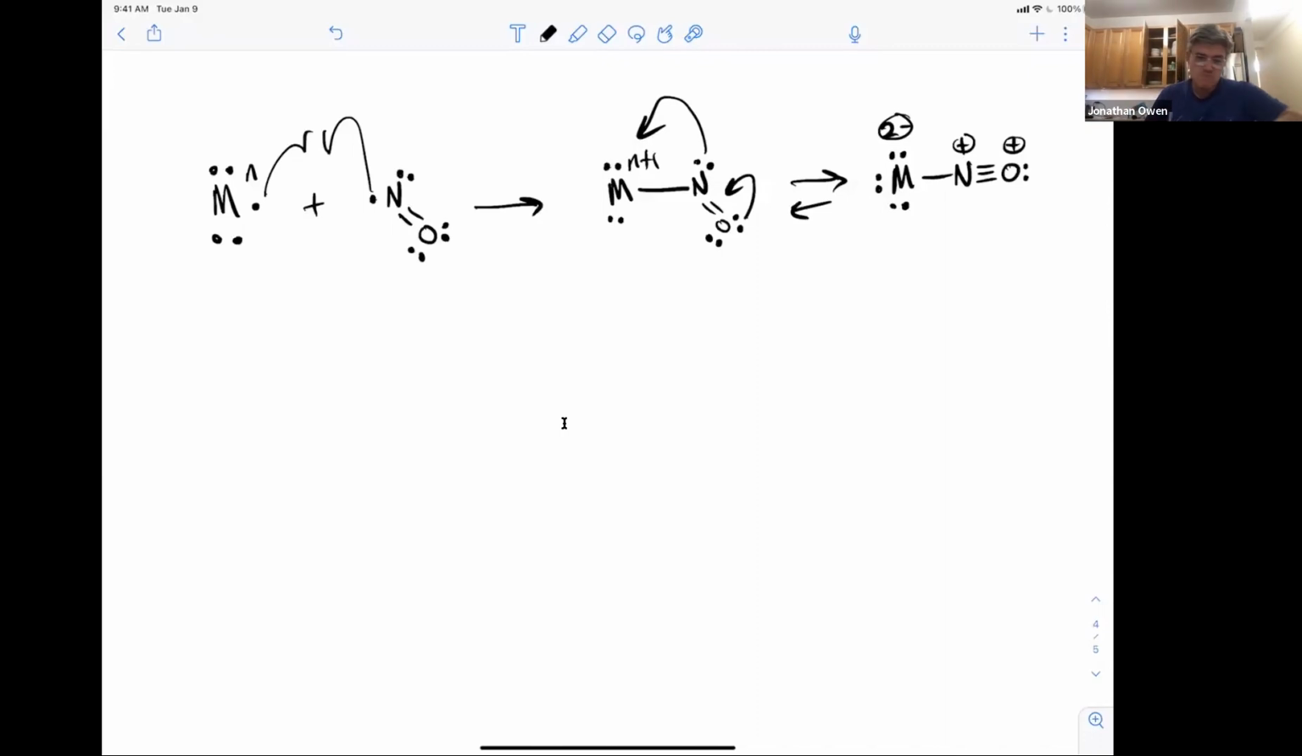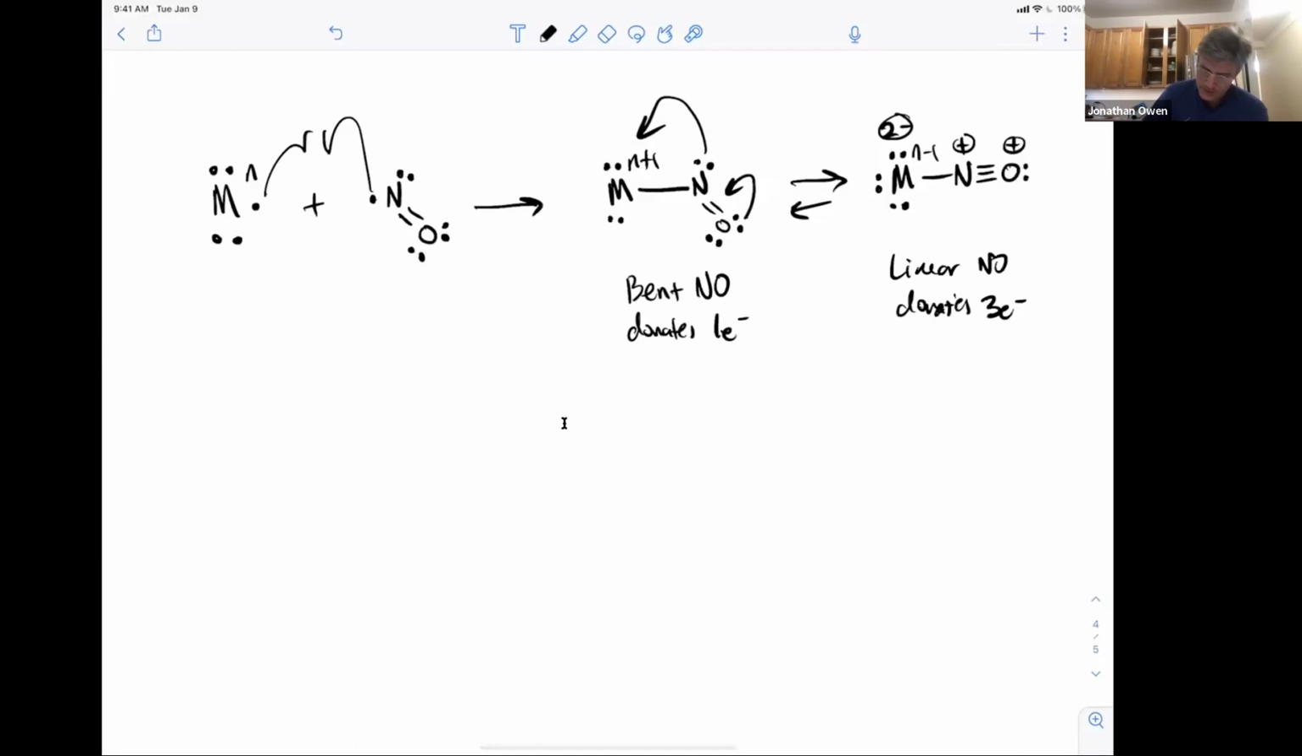Or you could say the electron pair comes off the nitrogen and it's replaced by this electron pair from the oxygen in the formation of a triple bond. But in any case, you're transferring 2 electrons. So this is N-1. Remember, bent NO donates how many? 1 electron. Linear NO donates 3 electrons.